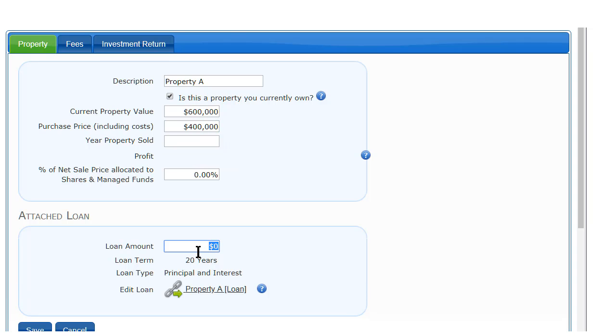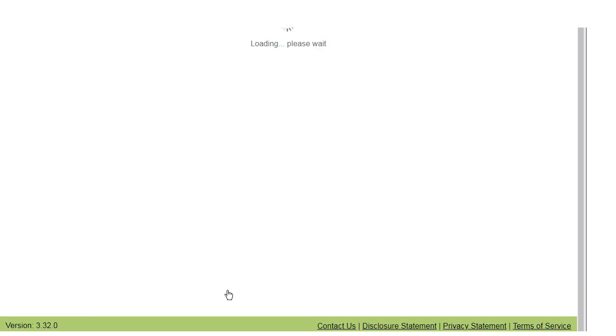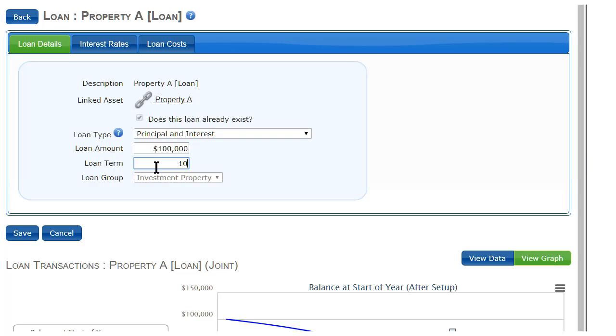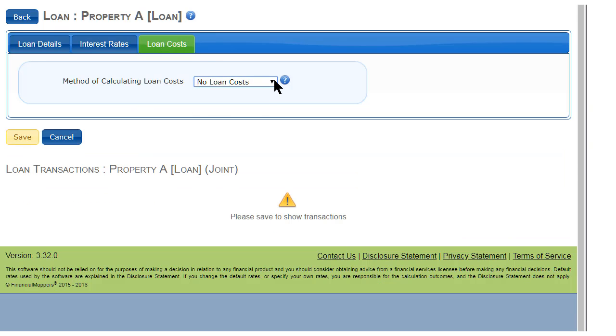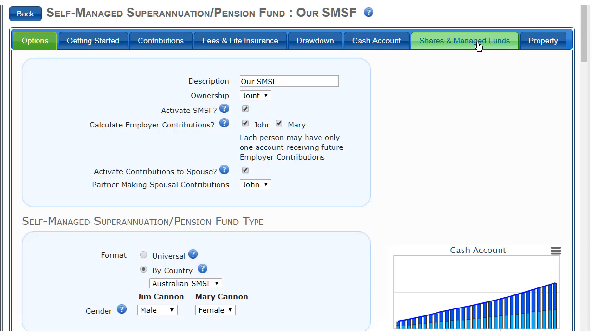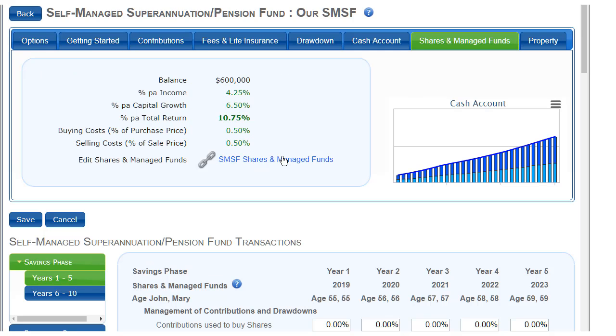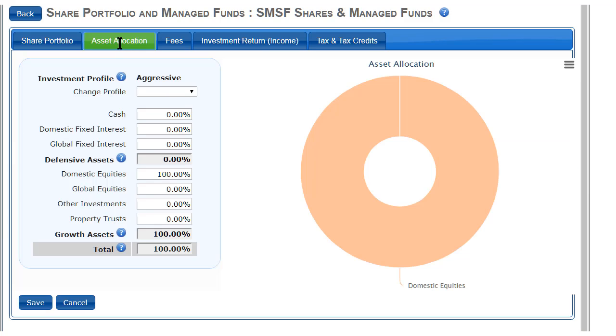When setting up the account, the loan defaults to a 20-year loan. To change the length of the loan to 10 years, you must click on the link and edit the loan. You could also change the interest rates and include loan costs. To edit the details of the shares and managed fund account, click on the link.